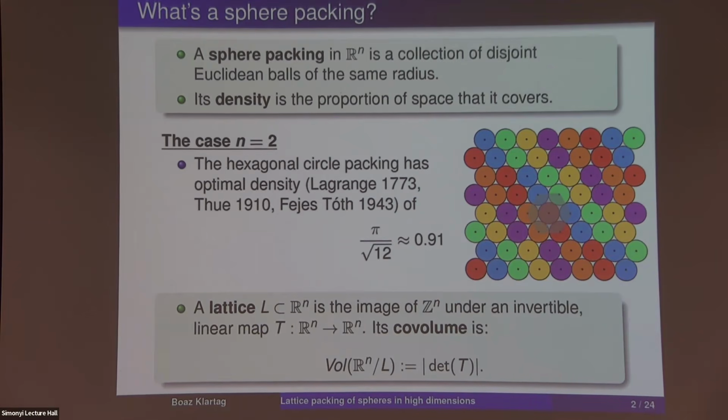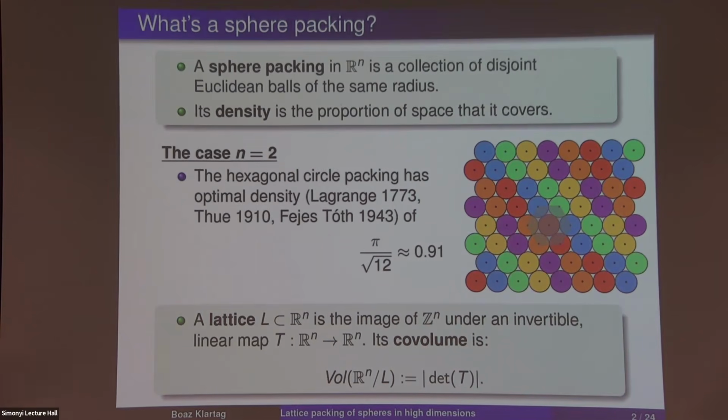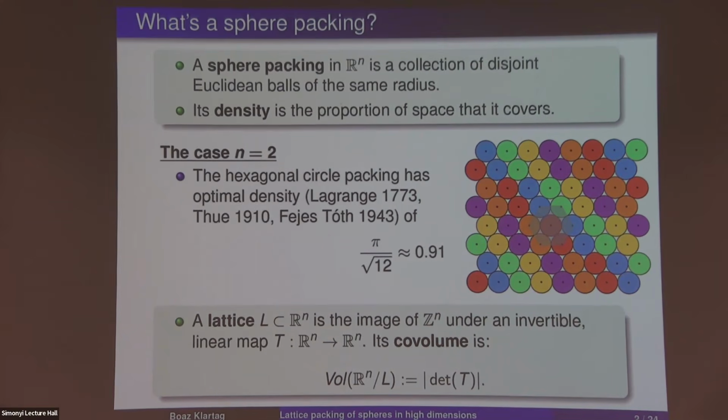Now, if the sphere packing is reasonable, then it has a density. What's the density of a sphere packing? You can take a large box, and measure the proportion of the volume of the box that is being covered by the balls of the packing. And usually, if you let the box tend to infinity, this proportion of the volume of the box that is covered tends to a limit, and that limit is called the density of the sphere packing. So it's the proportion of total space that the sphere packing covers.